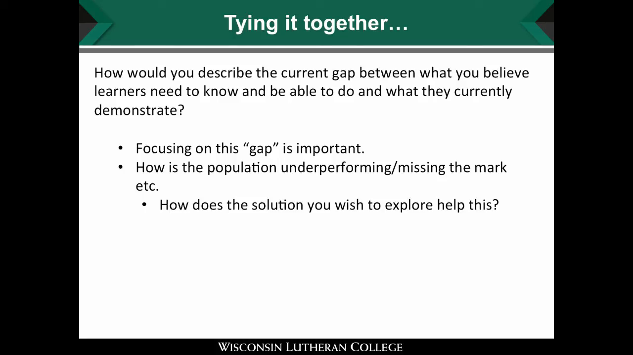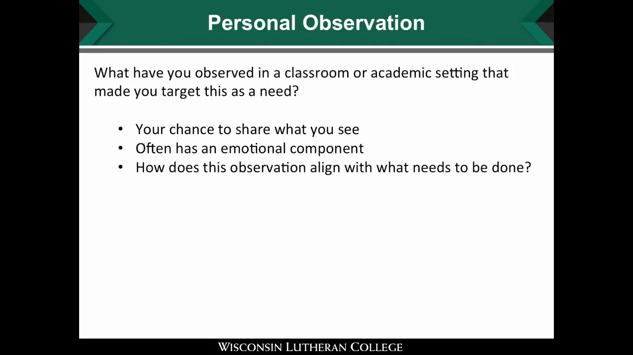Tying it together, how would you describe the current gap between what you believe learners need to know and be able to do and what they currently demonstrate? Focusing on this gap can be important. How is the population underperforming, or how are they missing the mark? And how does your solution you wish to explore help this? This could have massive relevance in the educational or professional community if you find a way to do something better. In other words, you build the better mousetrap. How does that get done, and how is it done more efficiently, and things of that nature could be a wonderful study to go forward with.